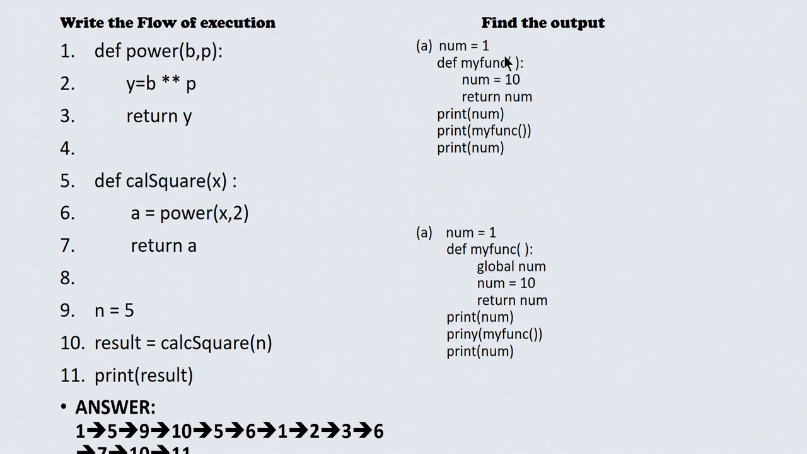So num is equal to 1, num is a global variable, right? And then def my function, it does not take any argument. So here num is equal to 10. What you are doing is initializing a variable num again with the value 10. Now what you need to understand is that this is a global variable num and here it is a local variable which has been defined inside the function my function.